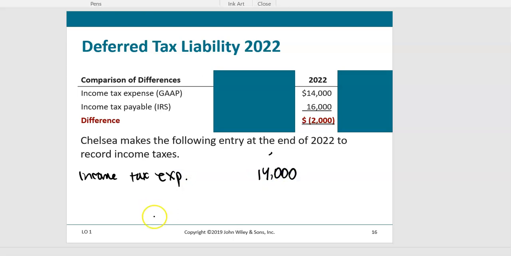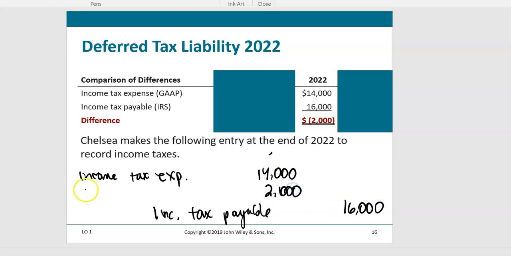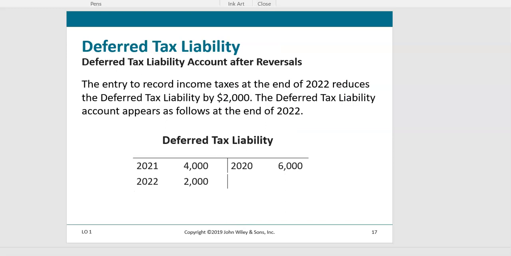Same as each year. Record that income tax payable based on the amount on our IRS filing form, which we see here is $16,000. And then where do we book that additional $2,000 debit? It's the last reduction of the deferred tax liability. What would those entries to the deferred tax liability account look like? We started in 2020 with the initial $6,000 credit to increase the liability, and then we reduced it over time.